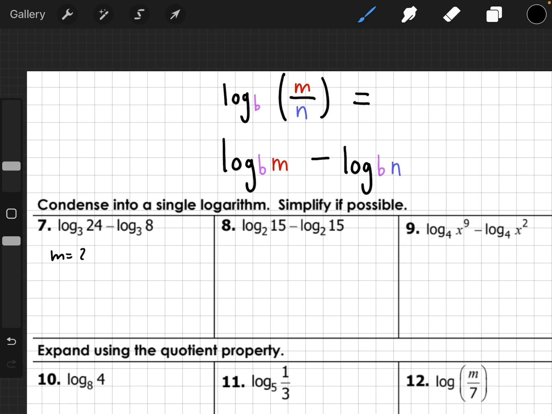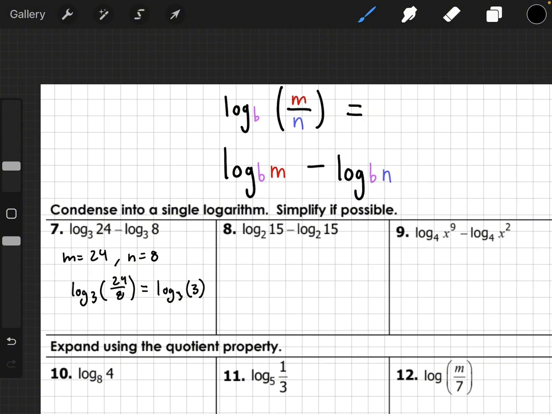m is equal to 24, n is equal to 8. So you have log base 3 of 24 over 8, which equals log base 3 of 3. Next, m equals 15, n equals 15. Log base 2 of 15 over 15 equals log base 2 of 1.